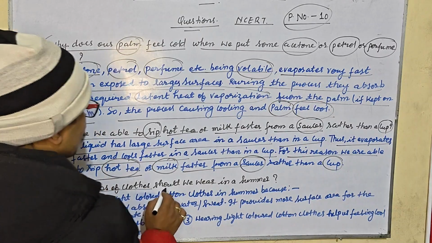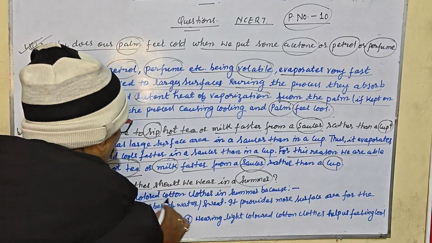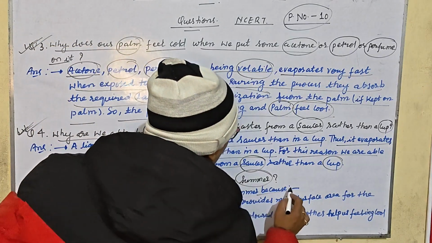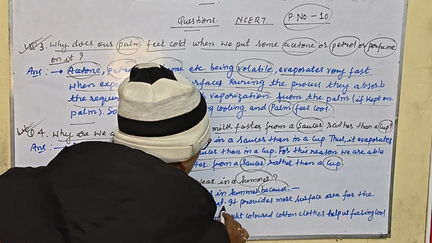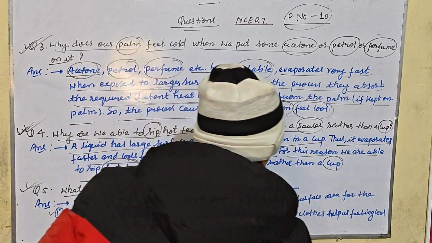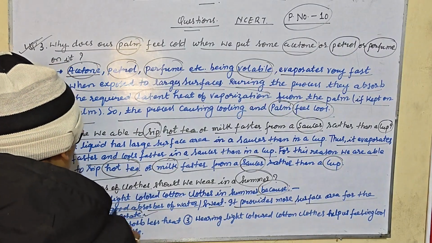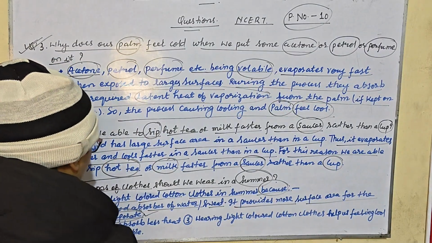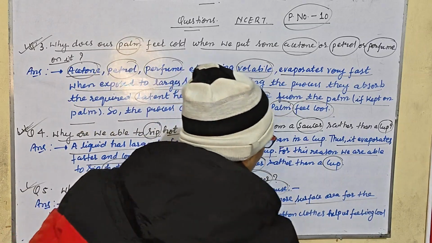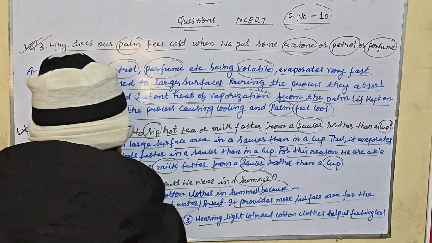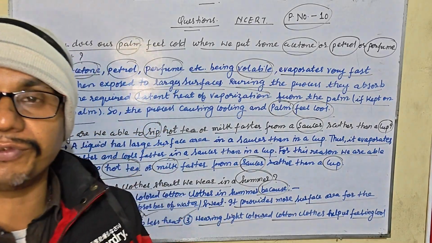What type of clothes should we wear in summer? We wear light colored cotton cloth in summer because cotton is a good absorber of water, sweat. It provides more surface area for the sweat to evaporate, and light color absorbs less heat. Third, wearing light colored cotton cloths helps us feel cool and comfortable. So this is all about questions 1, 2, 3, 4 and 5.